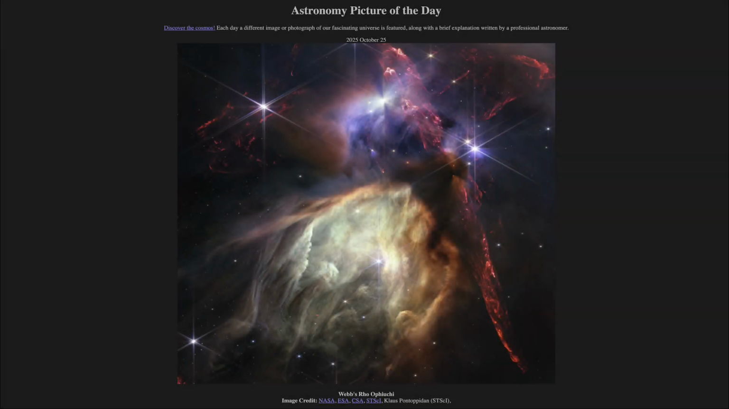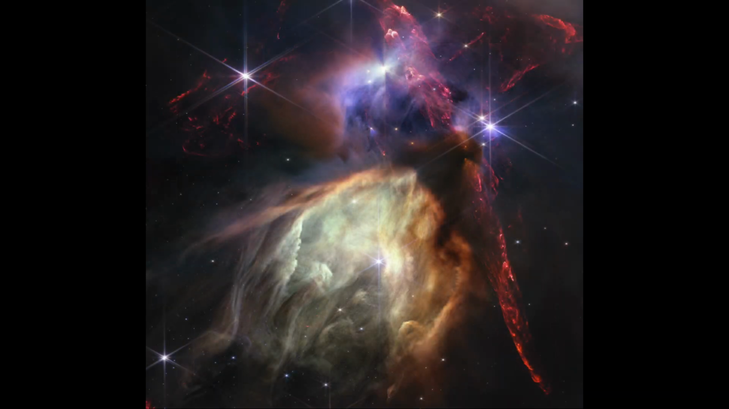Today's picture for October 25th of 2025 is titled Webb's Rho Ophiuchi. So what do we see here? Well, here we see a star-forming region, in fact the closest star-forming region to our solar system. This is part of the Rho Ophiuchi molecular cloud complex, and we're seeing only a very small region of it here, about a light year across.